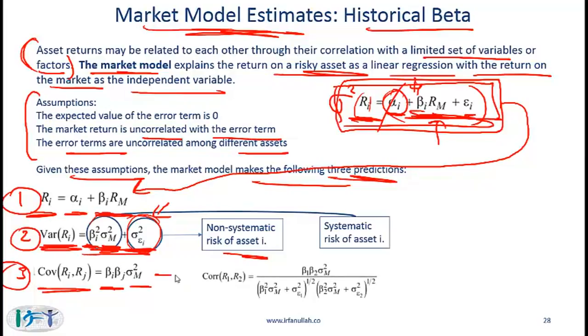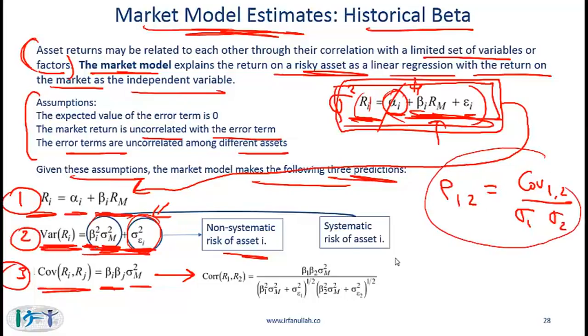Now, from here to here is simply the formula that connects covariance and correlation. So if you remember, what is the formula for correlation between asset 1 and 2? It is equal to the covariance between 1 and 2 divided by the standard deviation of 1 and standard deviation of 2. So if you remember this relationship, then this ugly looking expression makes a lot of sense.